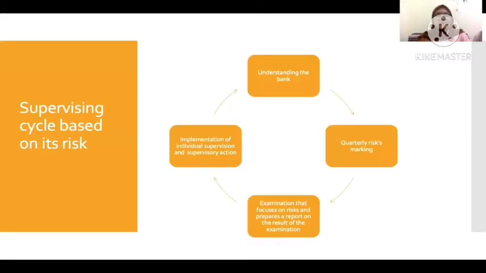This is the risk-based supervising cycle by Bank Indonesia, or by the board of directors in each bank, in managing banking risk. First is understanding the bank. The second is quarterly risk marking. The next step is the examination that focuses on risk and prepares a report on the result of the examination. And the last step of the cycle is the implementation of individual supervision and supervisory action.